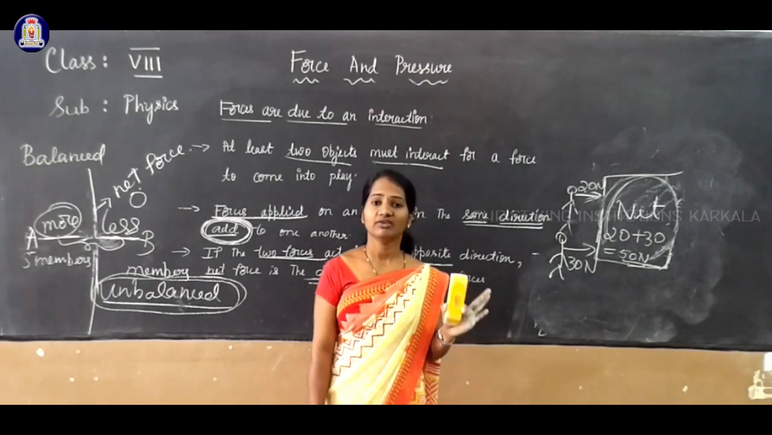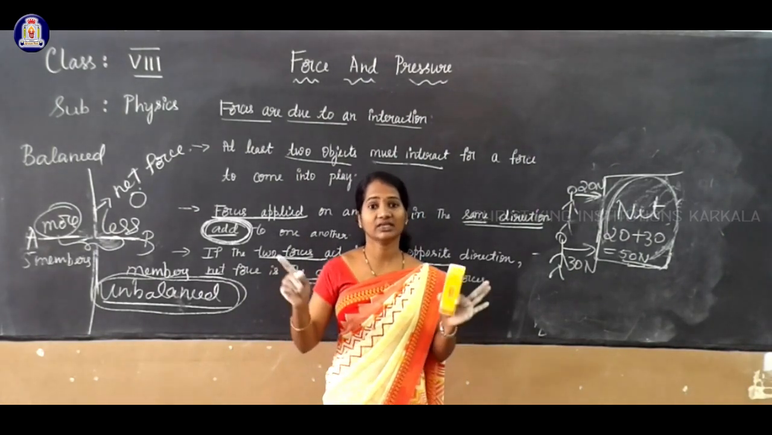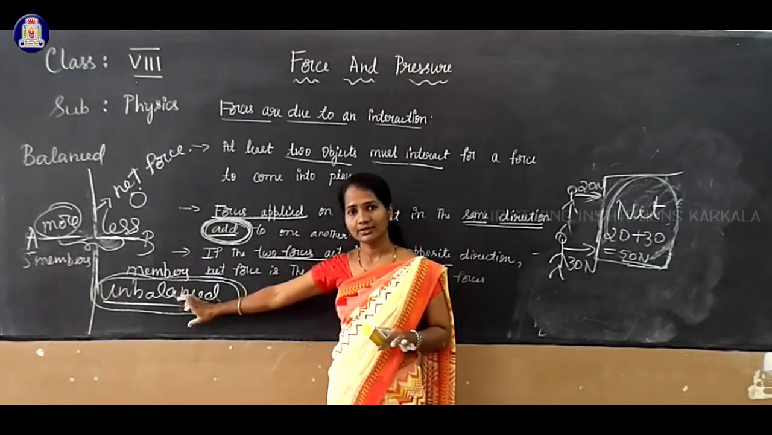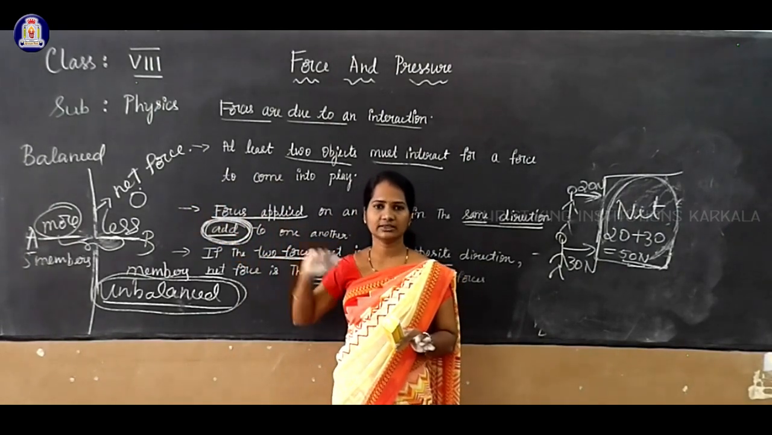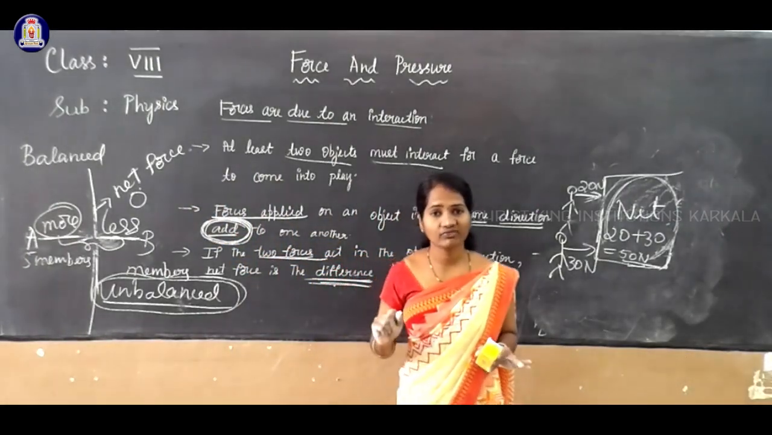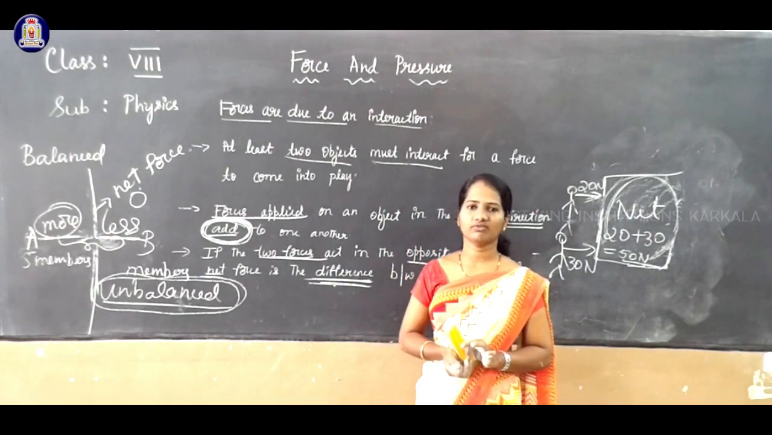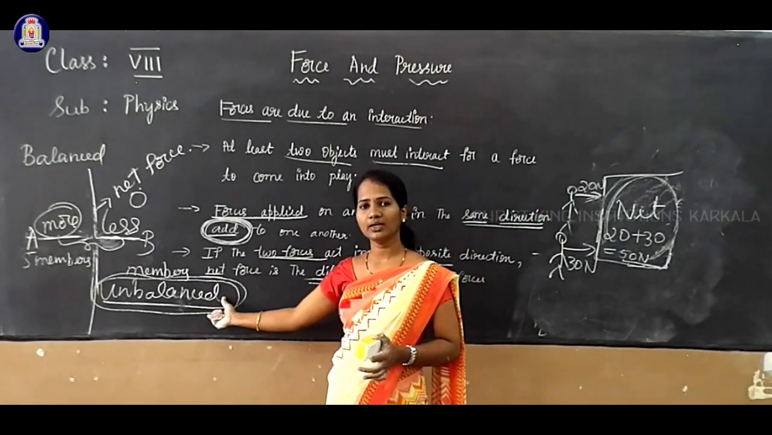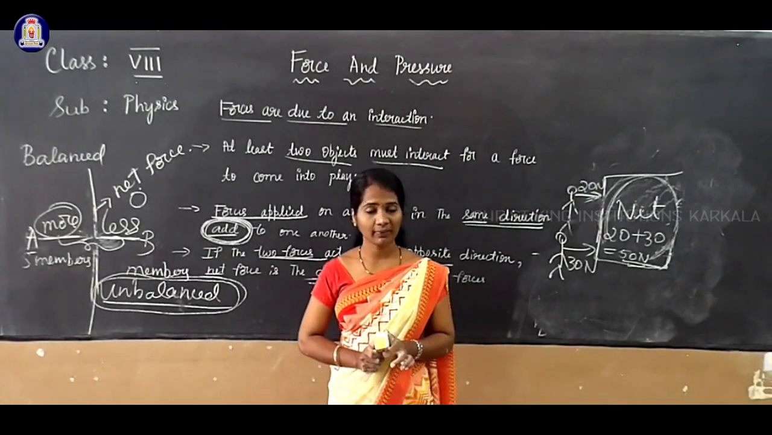If balanced, we cannot see the effect of force. So the applied force should be unbalanced. If the net force acting on the object is unbalanced, then the object starts moving or changes its direction. If the applied force is balanced, we cannot see any effect of force.